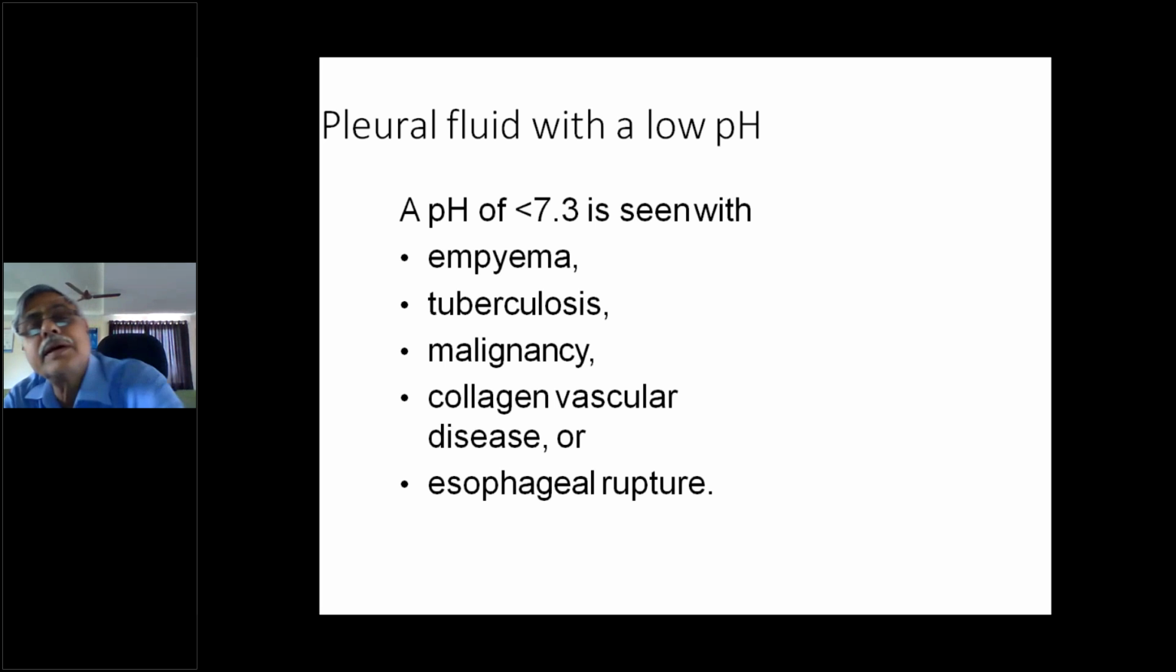So apart from Light's criteria, you must always also know about the pH and glucose. Then you will come to know whether it is a parapneumonic effusion, or whether it is due to empyema, or collagen vascular disease, or esophageal rupture. It is all very important for the line of treatment. All pleural effusions are not the same.